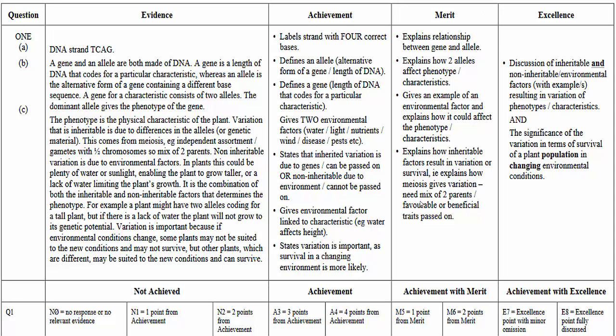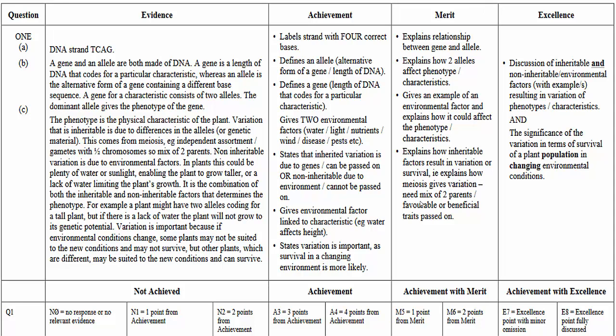You could have linked an environmental factor to a characteristic that's been shown. So for example, if the plant's not getting enough water, it might not be able to grow tall, even though it's genetically able to grow tall. And you could have stated that variation is important in a changing environment. Okay, so to gain achieved in this question, you needed to have at least 3 of those points in the achieved column.